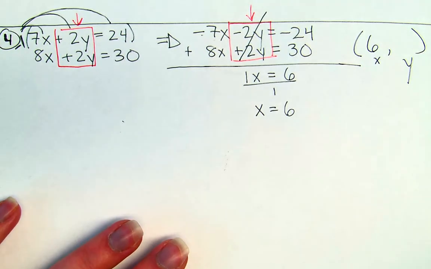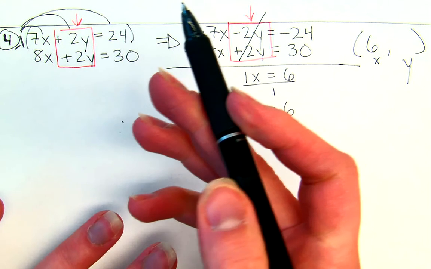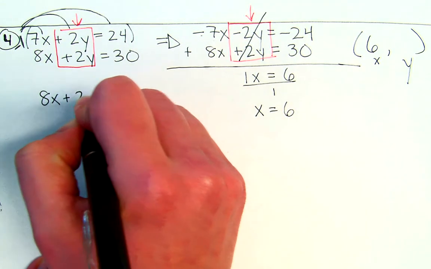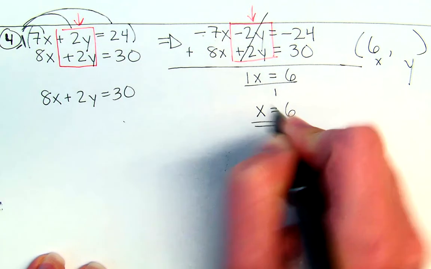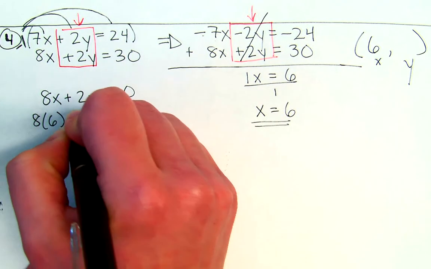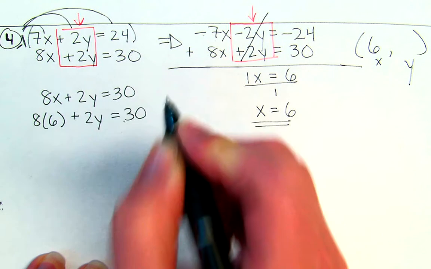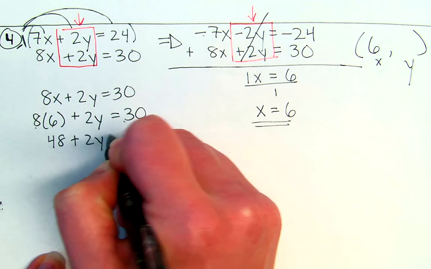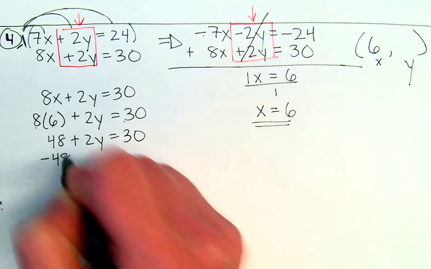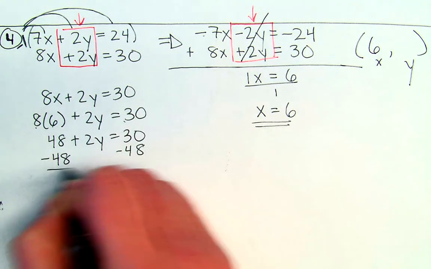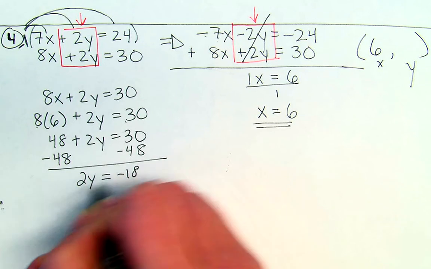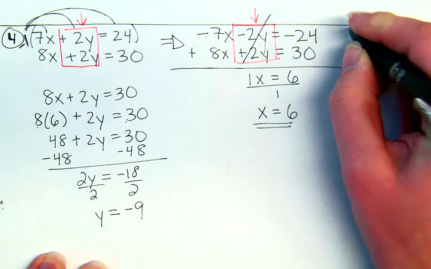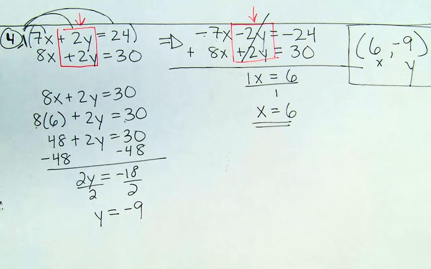All we have to do now is find y. So I'm going to go back to my original, figure out which one I want to plug into, which, you know what, let's plug into the second. It literally does not matter. So I'm going to rewrite my second equation, and now I'm going to plug in 6 for x. So when I plug in, I wind up having to solve. 8 times 6 is 48. I'm going to subtract 48 from both sides. 2y equals negative 18. And divide both sides by 2 to get negative 9. So our answer is 6, negative 9.